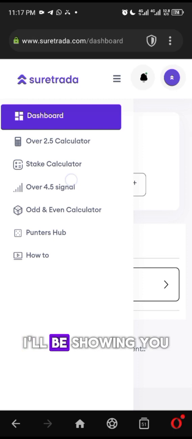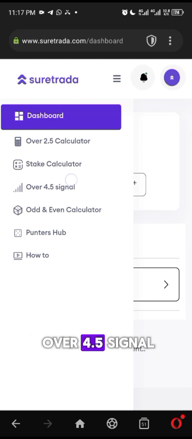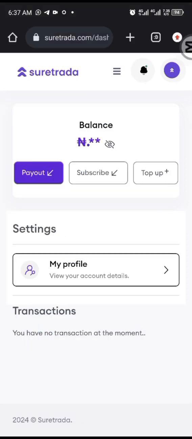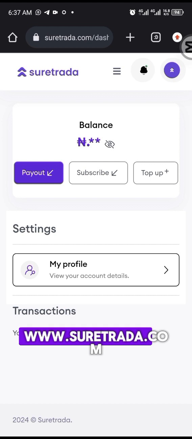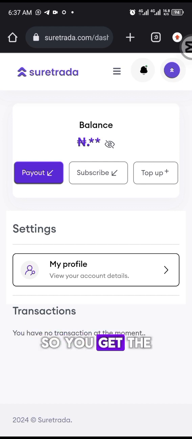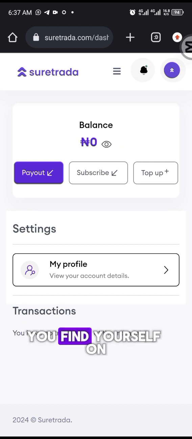Yeah, so today I'll be showing you how to use the over 4.5 signal. So once you log into the Suretrada website at www.suretrada.com, you get the screen to log in. After you log in, you find yourself on the dashboard.